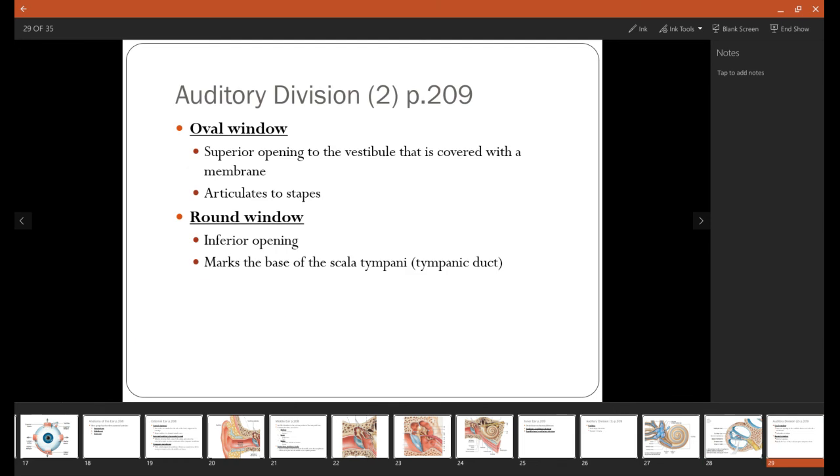Also, we have the oval window, which will be the top opening. This is actually what is physically connected to stapes. And then below that, there's something called the round window, and they're just named after what they look like. One's oval shaped, and then one is circular shaped.